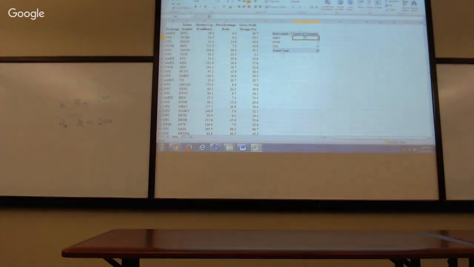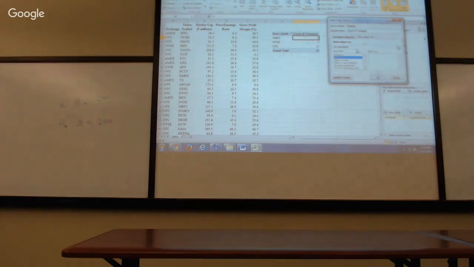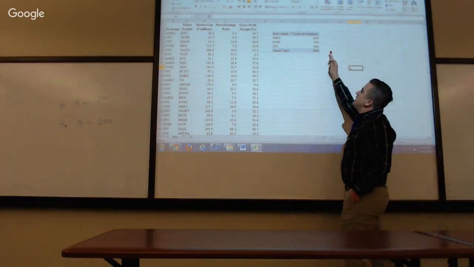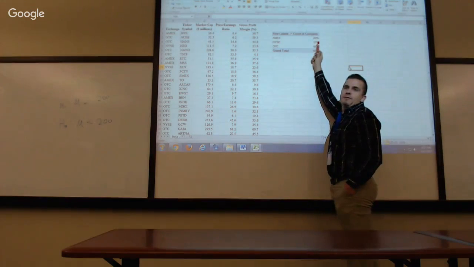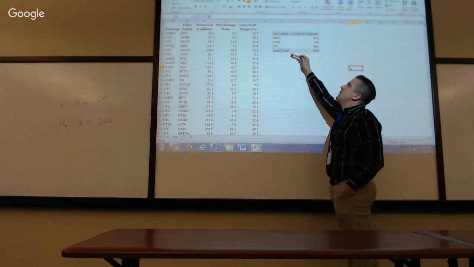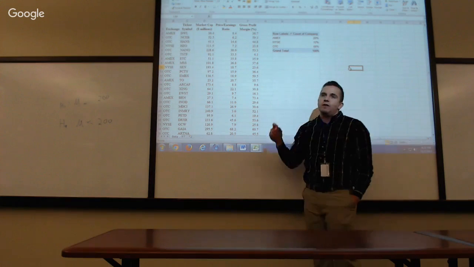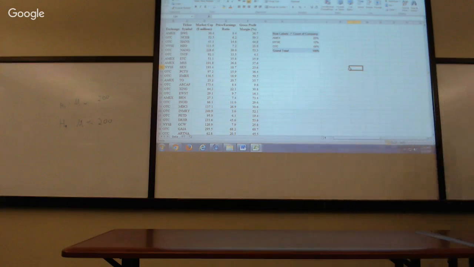He might ask us to do a relative frequency distribution. In order to do that, we just go to value field settings, and then we choose show values as percent of grand total. So now, instead of showing just counts, we show percent shares. 20% of the companies are in Amex, 12% are in New York Stock Exchange, and 68% are in OTC. So that's probably the simplest one we do.